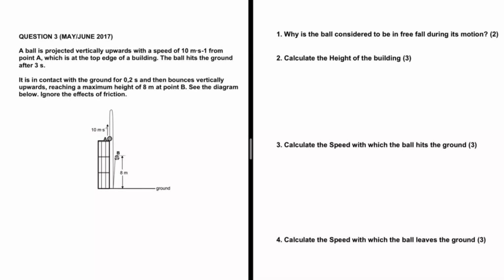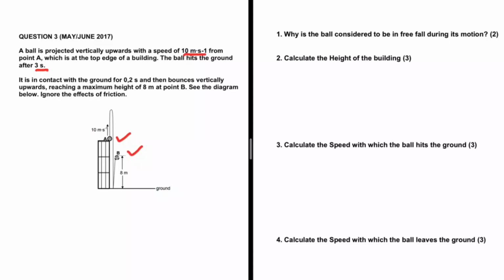The first question, why is the ball considered to be in free fall during its motion? Let's go through the question statement and figure out what's going on. So we have a ball that is projected vertically upwards with a speed of 10 meters per second from point A. The ball hits the ground after 3 seconds. It is in contact with the ground for 0.2 seconds and then bounces vertically upwards, reaching a maximum height of 8 meters at point B. See the diagram below. We can clearly see this is point A where it is projected, and this is the maximum height B it reaches after its first bounce.